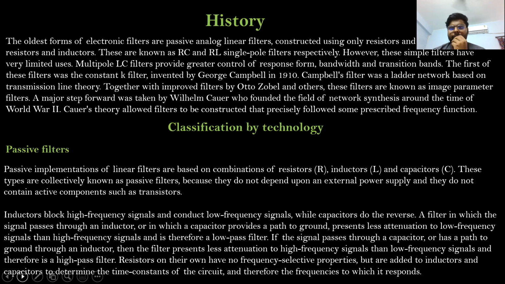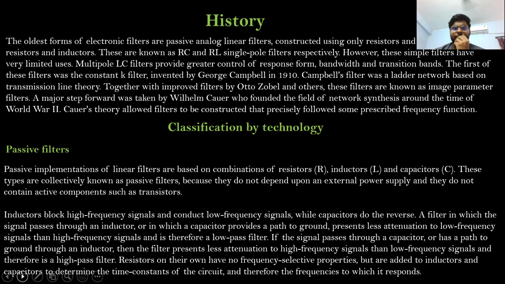History. The history of the filters tells that the oldest forms of electronic filters are passive analog linear filters constructed using only resistors and capacitors or resistors and inductors. These are known as RC and RL single pole filters respectively. However, these simple filters have very limited use. Multipole LC filters provide greater control of response form, bandwidth and transition bands. The first of these filters was the constant K filter invented by George Campbell in 1910. Campbell's filter was a ladder network based on transmission line theory.